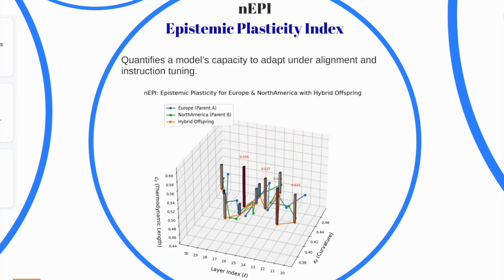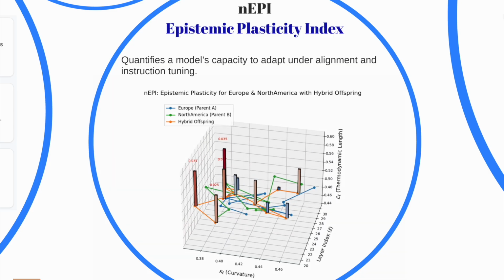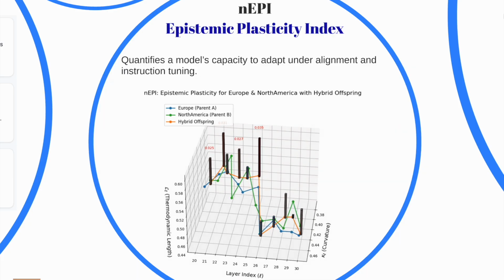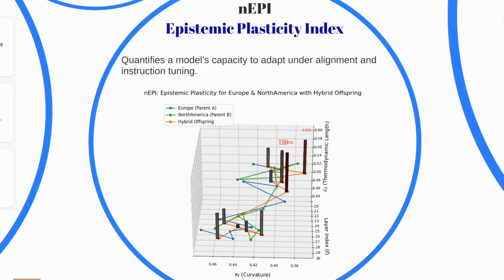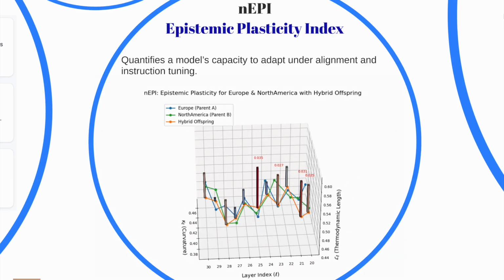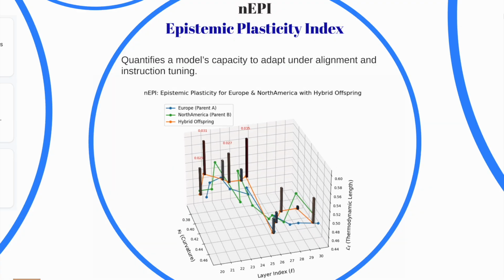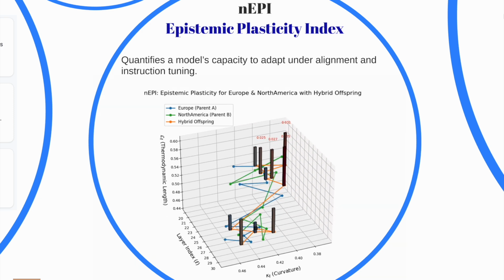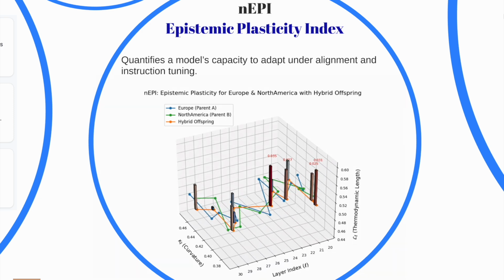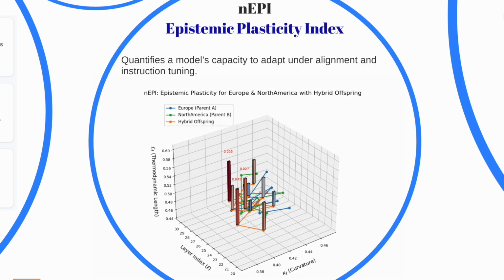Biological inspiration, akin to developmental plasticity in biology. Some circuits remain malleable under new signals while others are canalized. NEPI measures that malleability in latent space. How to read the 3D panel. Axes: layer index along depth, spectral curvature on the floor, thermodynamic length on the vertical axis.